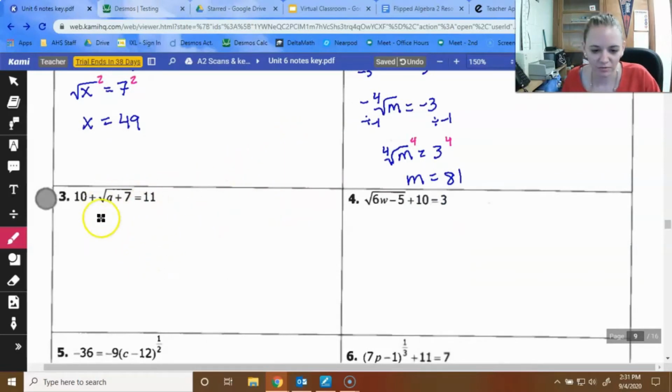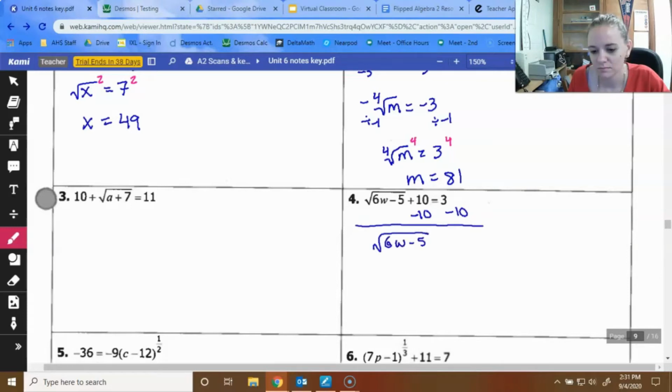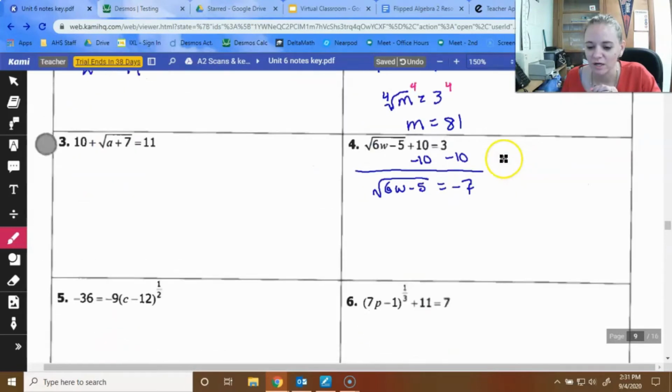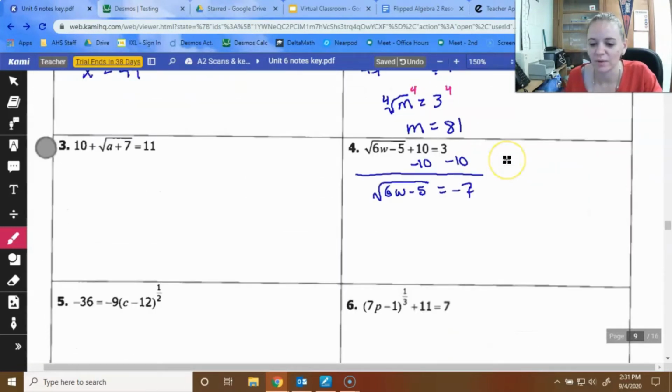Alright, I'll leave you to try this one. Let's go ahead and do number 4 together. Isolate the radical, so we want to subtract the 10. Three minus 10 is negative 7. So what happens in this case is what I said up here: if the opposite side is negative with an even root, then we have no solution. If you remember that, you're going to remember that this is no solution.